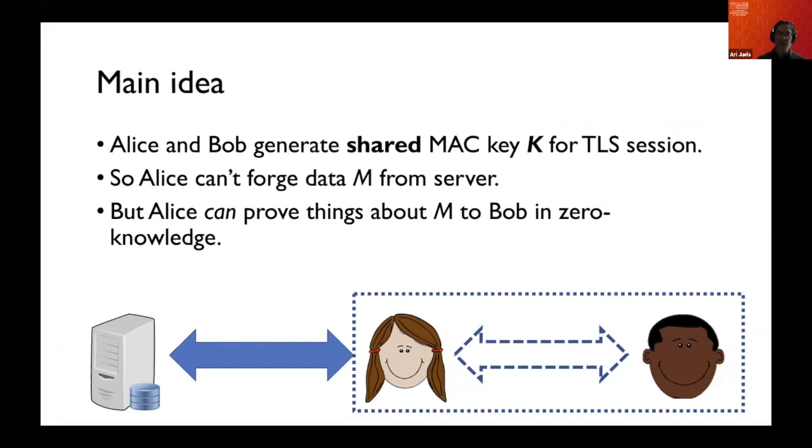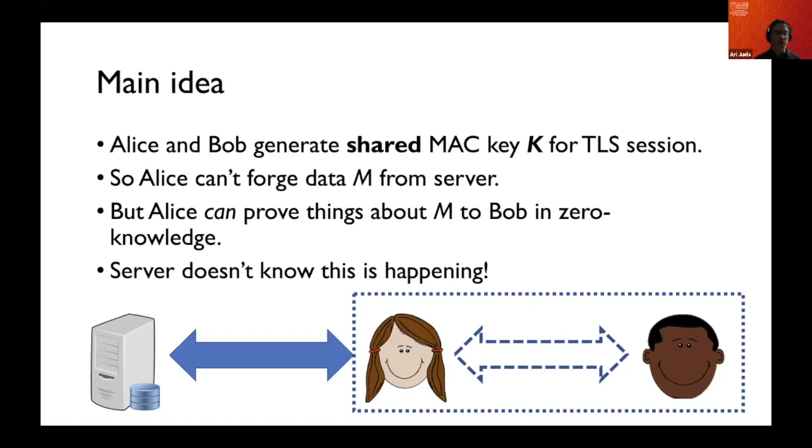Again, without getting into details, at a certain stage the MAC key can be released to the prover after she has committed a ciphertext to the verifier. But the key idea is that because Alice doesn't have direct access to the MAC key, she can't forge things; she can only prove things about data from the server to Bob.